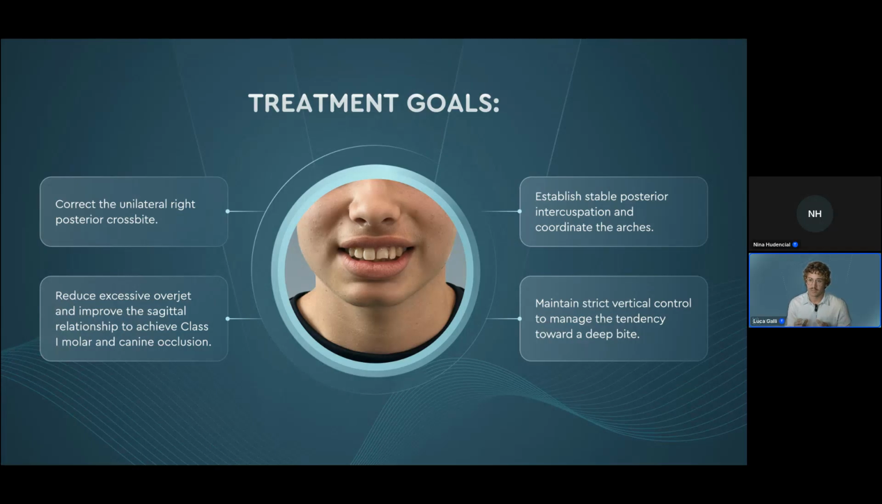So our goals are divided into 3 dimensions. First, sagittally, reduce the overjet and also close the diastemas. And of course, correct the right side Class 2 relationship. Second, transversely, resolve the posterior crossbite and expand the right side. And third, vertically, we need to strictly control the deep bite tendency, improving the curve of Spee. So overall, establish a harmonious aesthetic and functional occlusion.